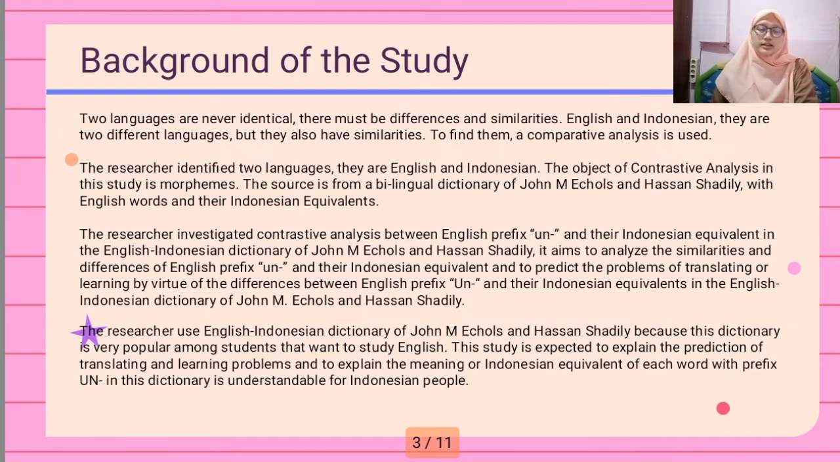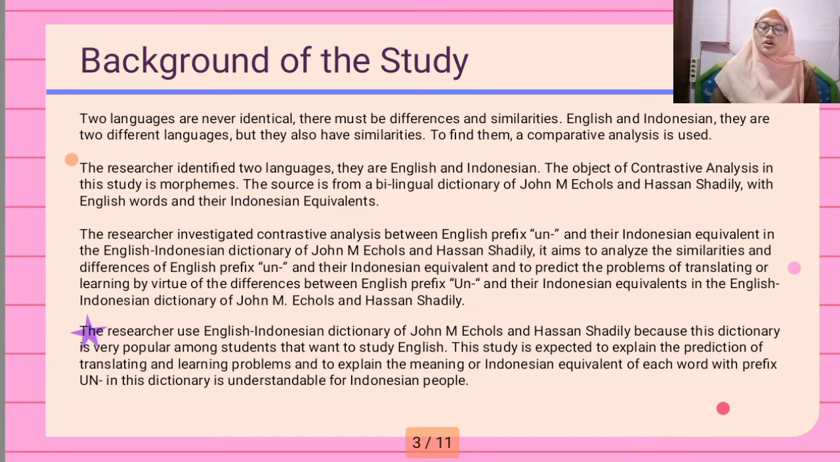bibliography. About the background of the study, two languages are never identical. There must be differences and similarities. English and Indonesian are two different languages, but they also have similarities. To find them, a comparative analysis is used. The researcher identified two languages, English and Indonesian. The object of contrastive analysis in this study is morpheme.